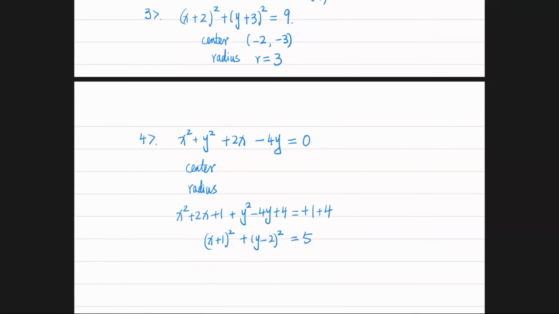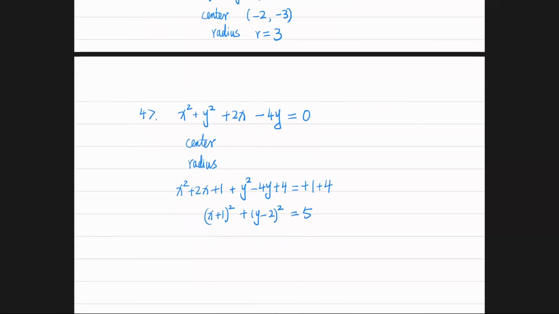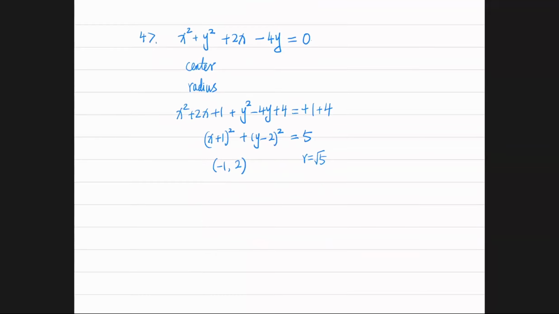So from there we conclude the radius is 1 and the center is negative 1, 2. How do I know what to add to complete the square? Okay, that's a question. Let me give you the formula.